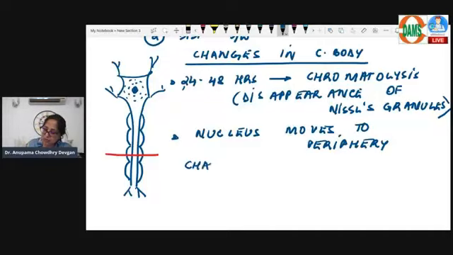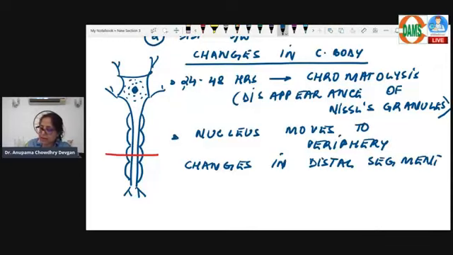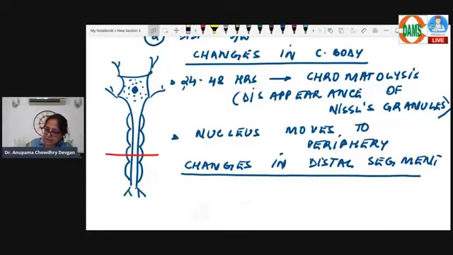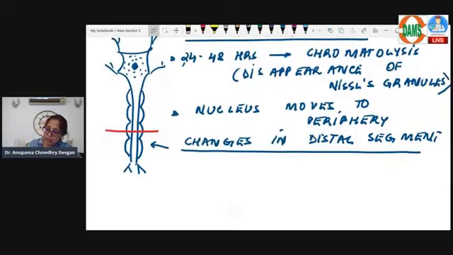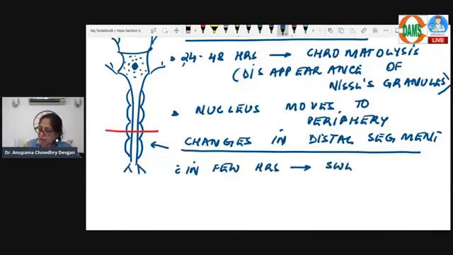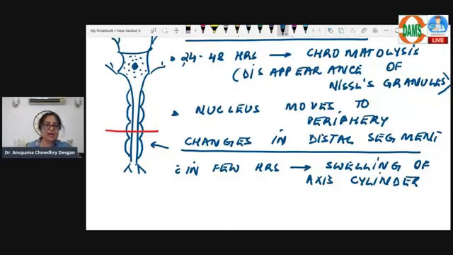Then let us see what the changes are in the distal segment. Which is the distal segment? Distal means distal from the cell body, that means this segment. What are the changes in the distal segment? Within a few hours of injury, there is a swelling of the axis cylinder. Axis cylinder means the axon per se.